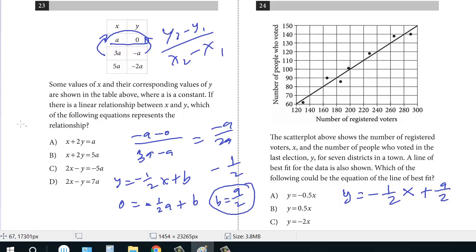And if you look at the choices over here, we don't see that, but let's multiply it by 2 because we see a single a here. If we multiply everything by 2, then we get 2y equals negative x plus a. And now we're getting closer. It looks like A, right? Because now we can add x to both sides. So a equals 2y plus x. And so the answer is A.